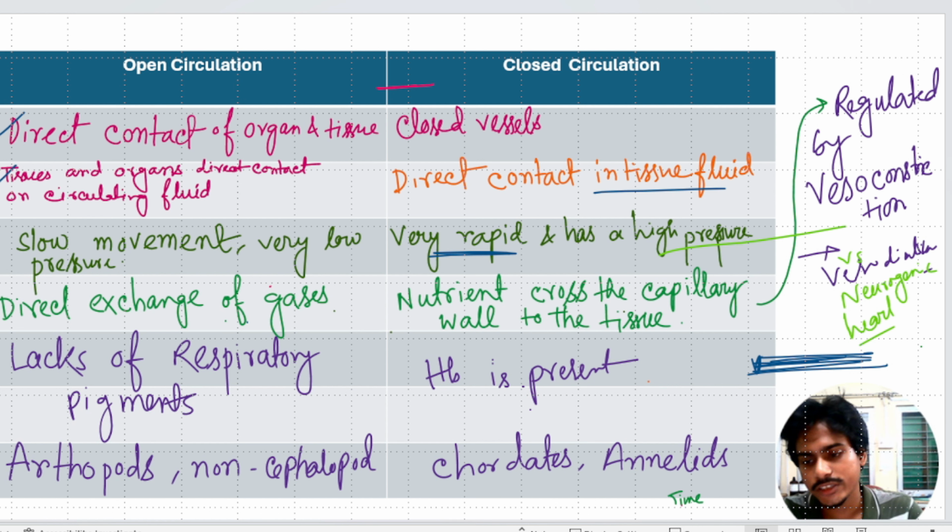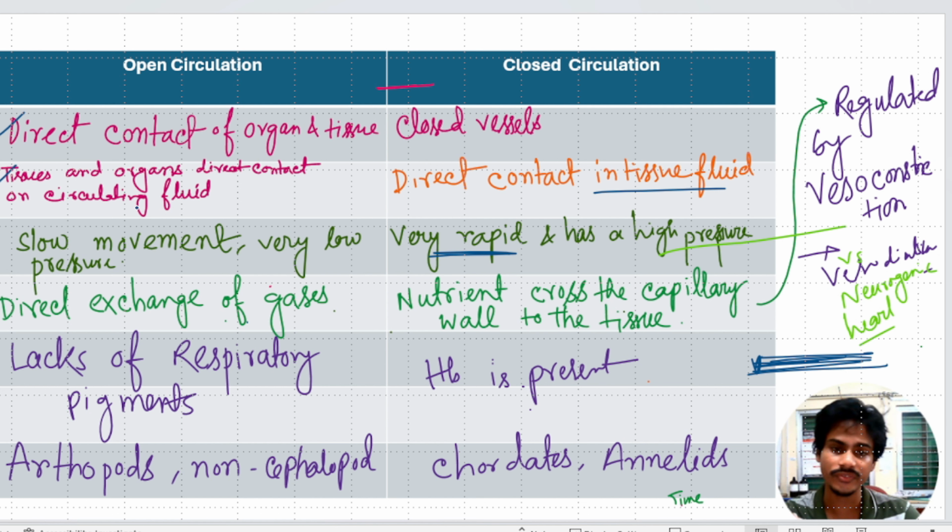In the open system there is direct exchange of gases and nutrients between the blood and the tissue. For the closed one, the nutrients cross the capillary wall to the tissue and are taken up by the tissues, from the capillary region to the tissue region.